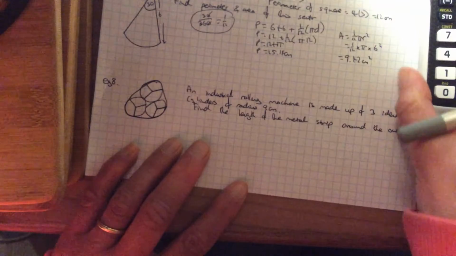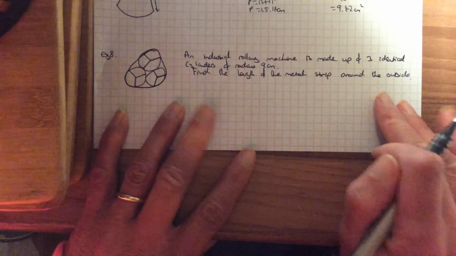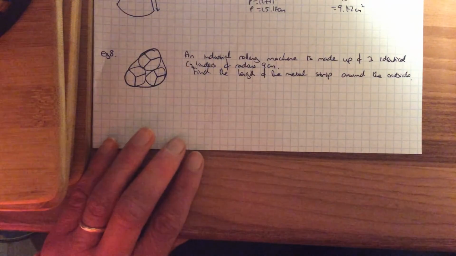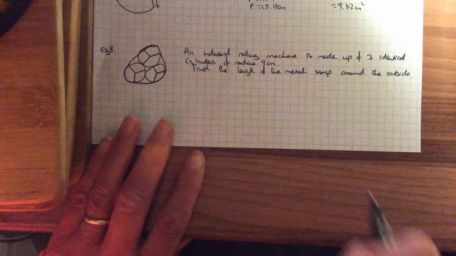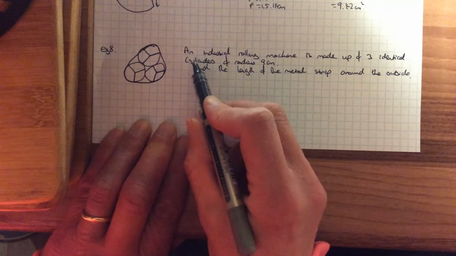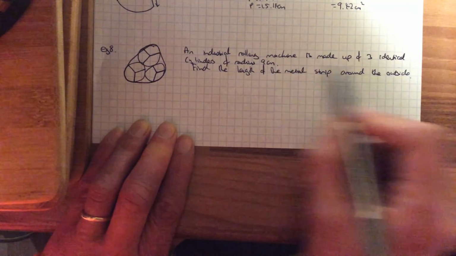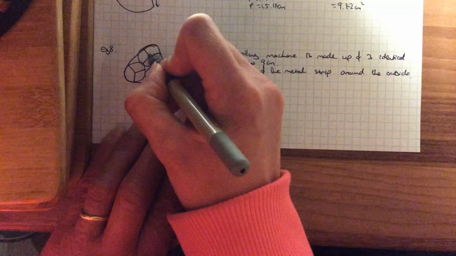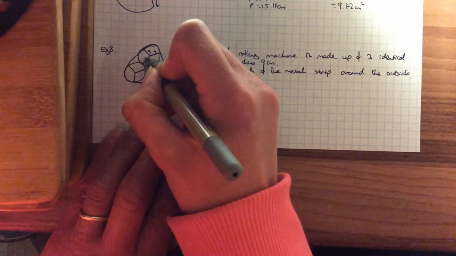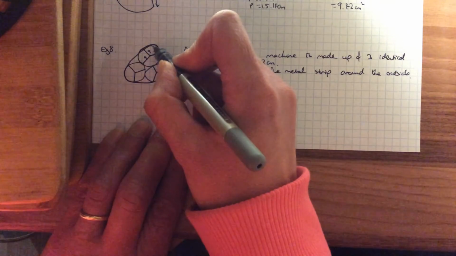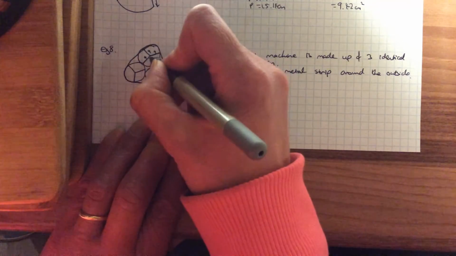Now this next question, the last one I'm going to be doing, is quite hard to see from my diagrams. Probably better using it from the book that I put up. It's an industrial rolling machine. It's made up of 3 identical cylinders of radius 9. So each of these wee lines are 9. Okay, and there's a belt going around the outside.